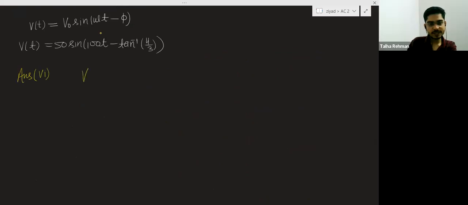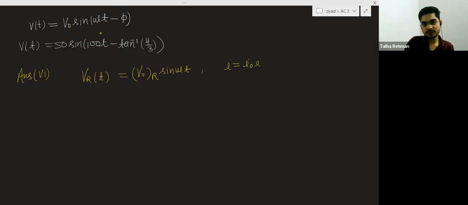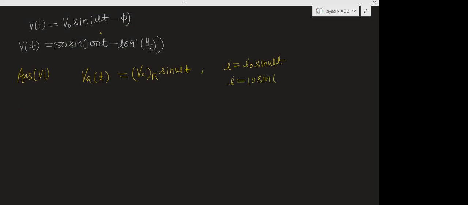So voltage across the resistance with time is given by the peak voltage across the resistance sine omega t. Simple. What is the equation of the current? The equation of the current is I is equal to I naught sine omega t. And in this question, the equation of the current is given as I is equal to 10 sine 100 t.